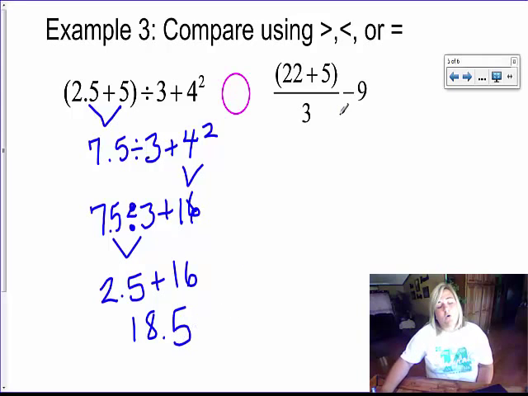Alright, so on the right hand side we have to go ahead and simplify this. Okay, in these types of problems, the division bar can also be thought of as a symbol of inclusion, because we have to do everything on the top and everything on the bottom before we can do that division. It doesn't actually come in the step of division. Everything has to be simplified before we can divide. Okay? So what we have first here is parentheses. So I have 22 plus 5 is going to be 27.